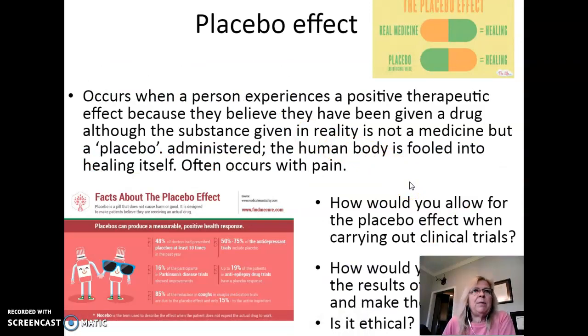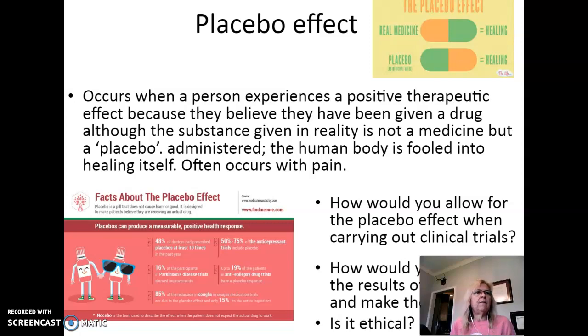Oftentimes when a drug is being used, we take into account the placebo effect. In other words, can a patient understand that they are receiving a drug and that it's going to help them? And might the patient actually experience the effect without actually having had the drug? So what is the placebo effect? This occurs when a person experiences a positive therapeutic effect because they believe themselves to be given a drug, that they don't know is not a medication, but it's really just like a sugar pill, something that will not harm them.